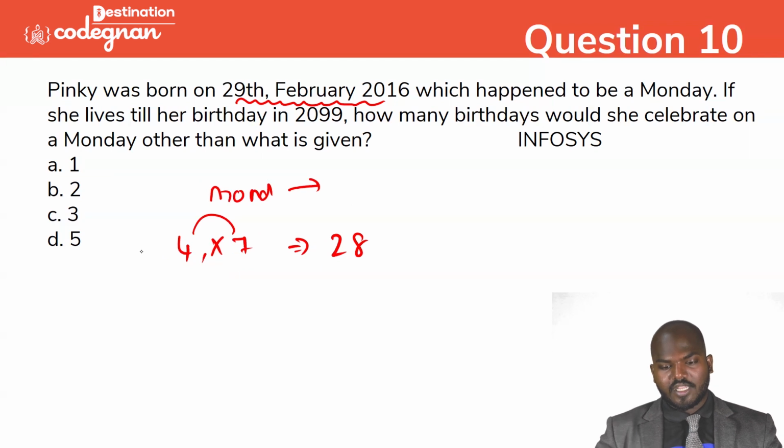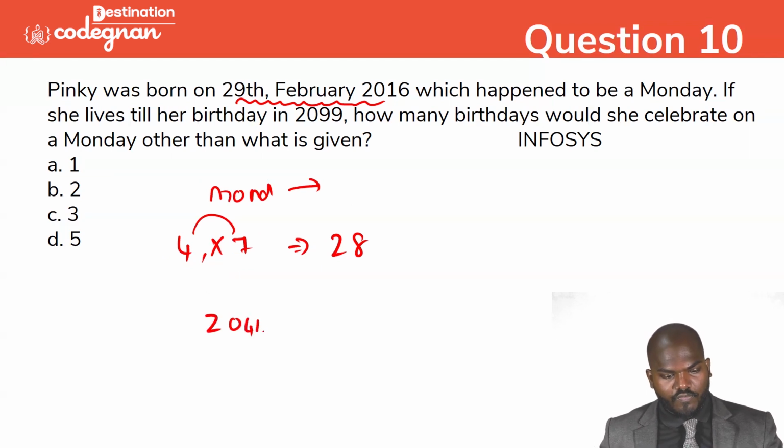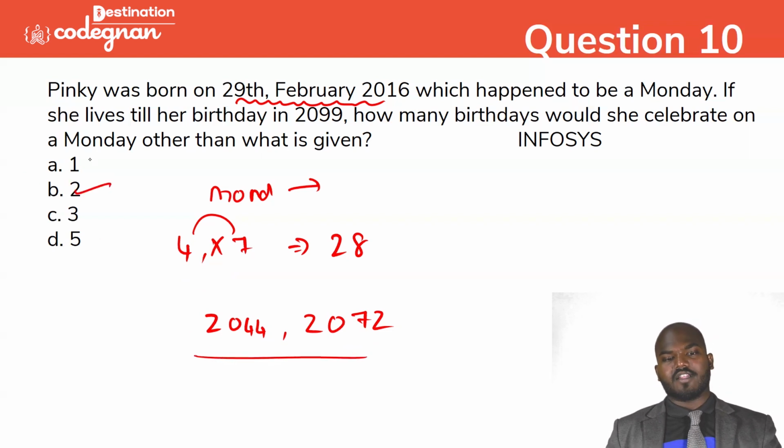2016 plus 28 means what is the value? You will get 2044. So 2044 and then again 28 means it will go to 2072. So 2072 plus 28 means it will go to 2100, but she died in 2099 probably. So then you will have only 2 options, that is option B, the correct answer here.